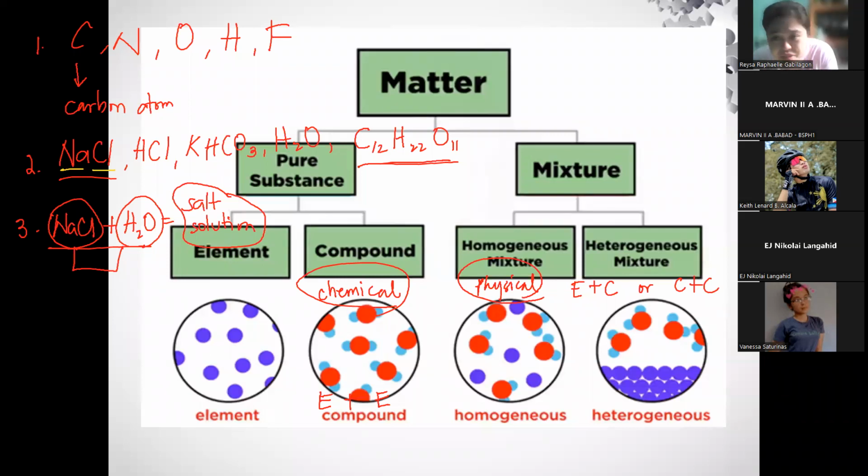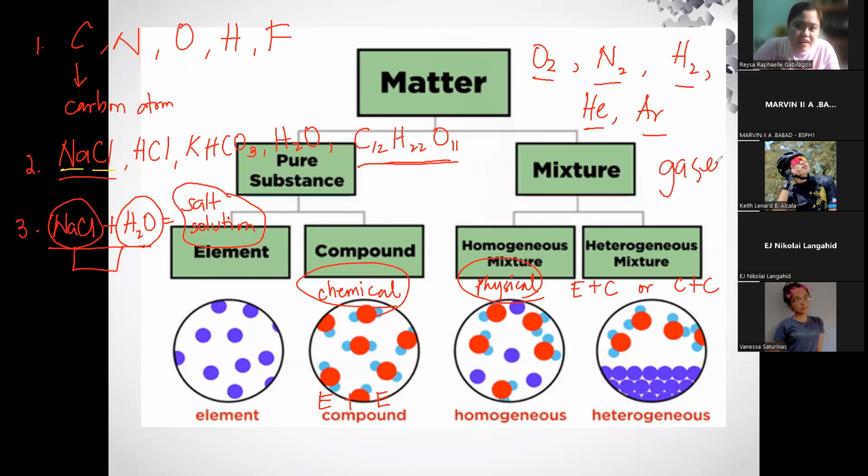Some answered element and some answered mixture. But class, the correct answer for air is mixture. And to be specific, it is a homogeneous mixture. Okay? Again, air is a homogeneous mixture. Why? It is homogeneous because air is only one phase, and actually we cannot see it. It's a gas. But what is in air? There is oxygen, nitrogen, hydrogen, helium, and argon. So many elements are found in our air, and they are not chemically combined. They are just there in the air. No chemical reaction. So class, it is a mixture. Our air is a mixture, but homogeneous because they have only one appearance. They are all gas. Okay?